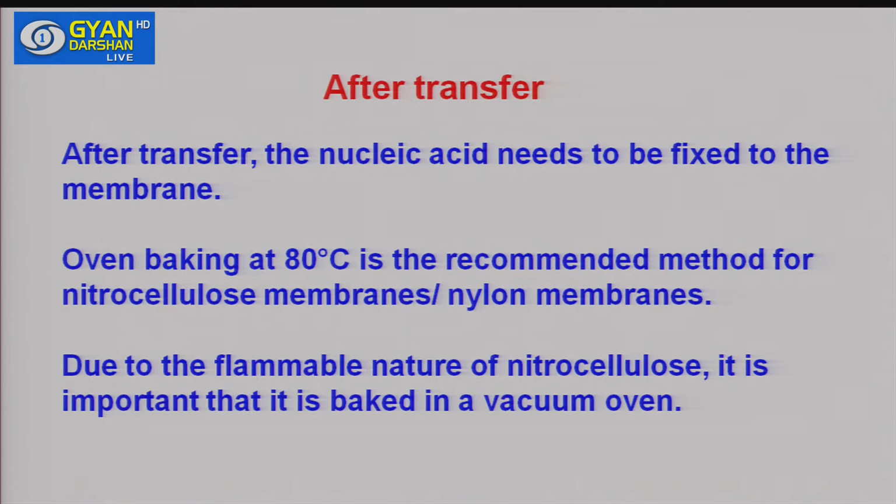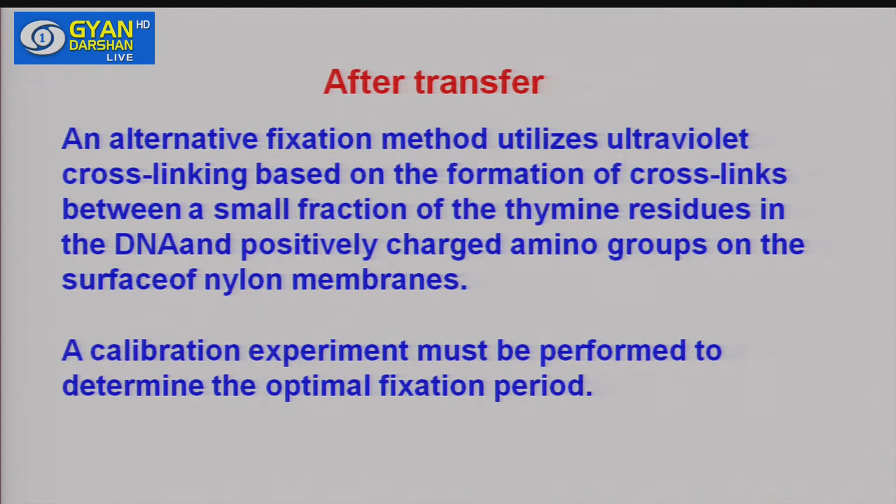One is oven baking at 80 degrees centigrade, which is the recommended method for nitrocellulose membrane. But due to the flammable nature of nitrocellulose, it is important that it is baked in a vacuum oven. The alternative fixation, which we more commonly use in the laboratories, utilizes ultraviolet cross-linking, based on the formation of cross-links between a small fraction of the thymine residues in the DNA and the positively charged amino groups on the surface of nylon membranes.